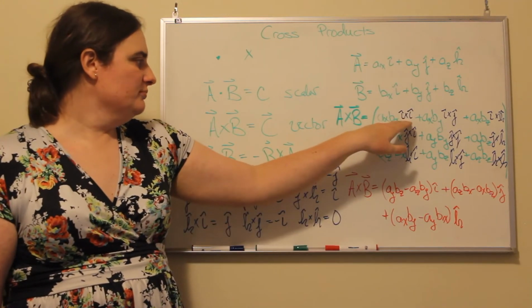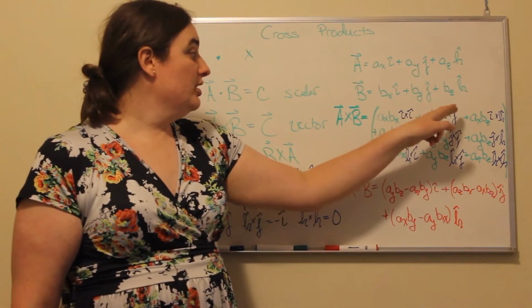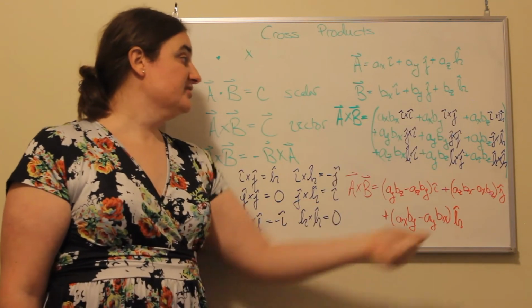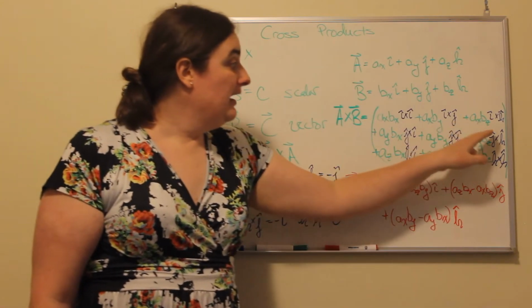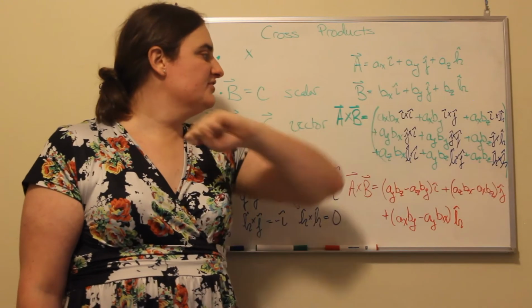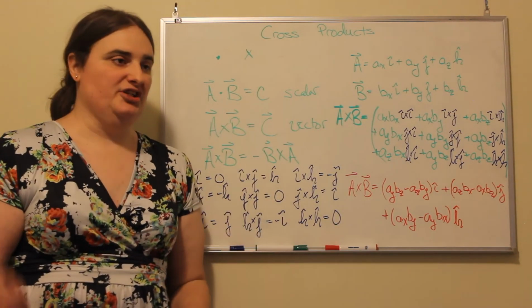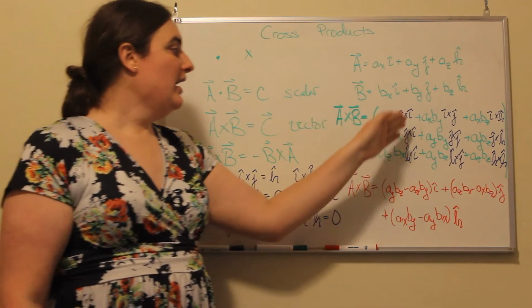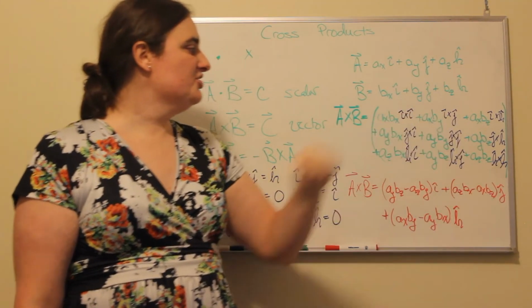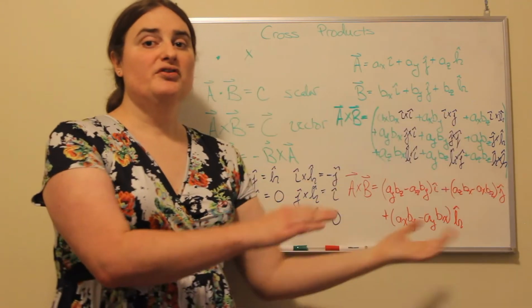So our x terms: i cross i is 0. i cross j, well, that's going to give us positive k. i cross k gives us the negative j direction, the negative y direction. And we could apply that process for each of those terms. So all of those terms I've written on the diagonal, they go away. They're zero.